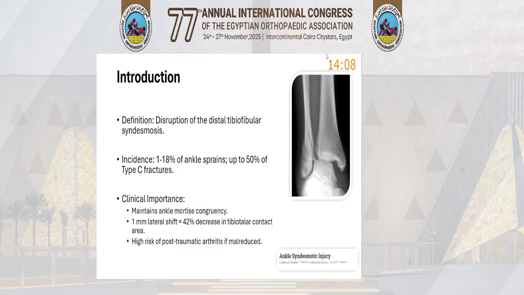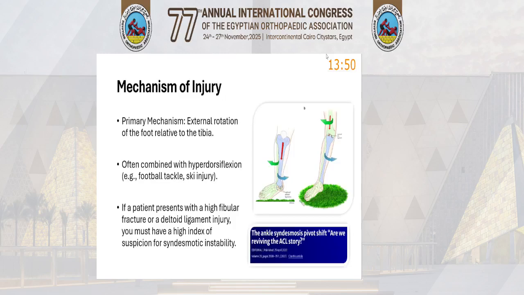The clinical importance is to maintain the ankle mortise congruency, because a 1 millimeter lateral shift can cause a 42% decrease in the tibio-talar contact area, and this will lead to post-traumatic arthritis if mal-reduced. The mechanism of injury is like the pivot shift of the ACL in the knee, but it is a pivot shift at the level of the ankle, where the primary mechanism is external rotation of the foot relative to the tibia, as during football tackling, for example. If a patient presents with a high fibular fracture or deltoid ligament injury, you must have a high index of suspicion for syndesmotic instability as well.